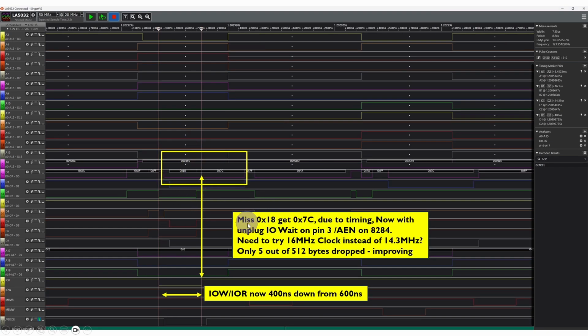We're still getting the problem, so we're expecting 018, and in fact we get 07C. So even with the unplugged IO wait here, we've got IO write, IO read is now 400 nanoseconds down from 600, but it's still not quite enough. So I was looking then at increasing the clock speed, and at this point in time when I was doing this, out of 512 bytes per sector, I was only getting about 5 being dropped, so this was a big improvement from earlier versions, but not quite good enough.